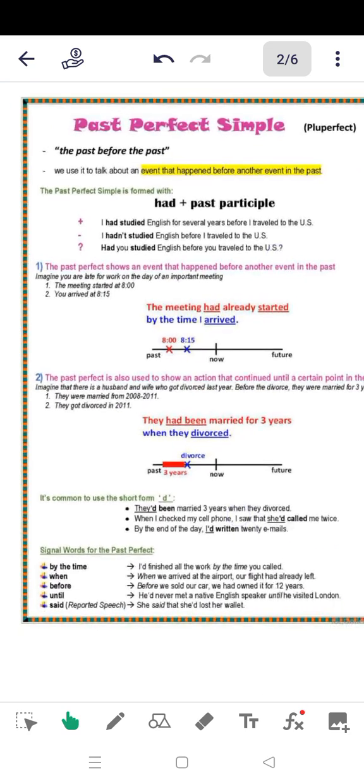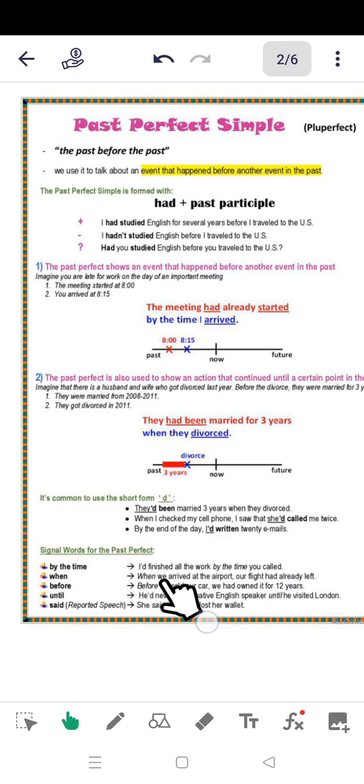Signal words or the keywords for the past perfect: by the time, when, before, until, and said, in the form of reported speech. For example, I'd finished all the work by the time you called. As we said, 'd is the short form of had. I had finished all the work by the time you called. So, which action happened first? Great job, finishing the work.